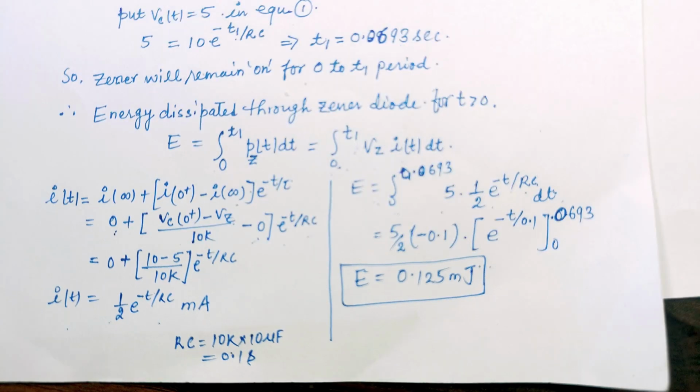It is one of the good questions asked in GATE 2024, which is a combination of zener diode and RC circuit. I hope you have understood the concept of how we can solve the circuit when a zener diode is connected in a transient circuit. See you guys in the next videos.